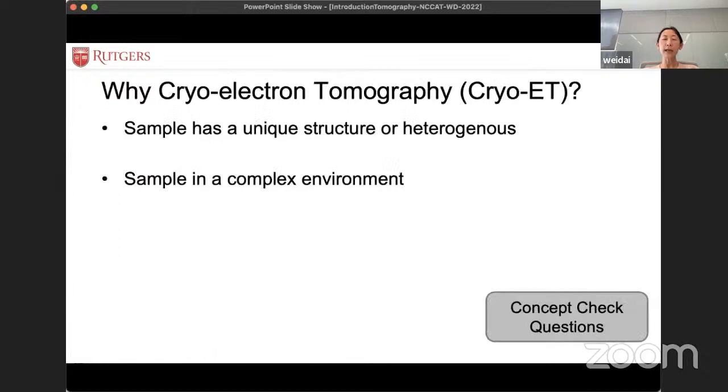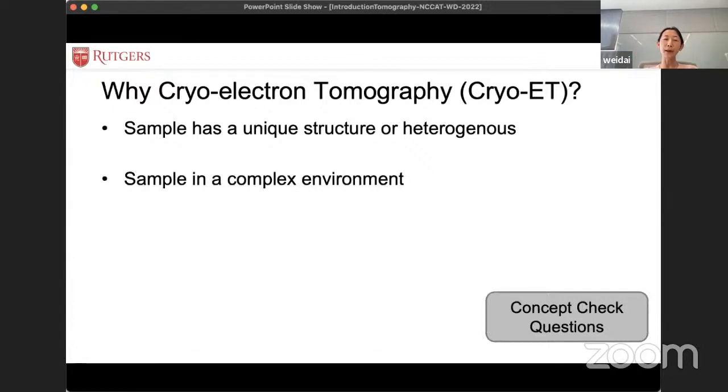Because of that, we can say for cryo-electron tomography, we can handle samples with a unique structure, and we can treat particles one by one. And also we can potentially study the structure of the protein complex in a complex cellular environment, like the earlier example I showed for the coronavirus assembly inside the cell.